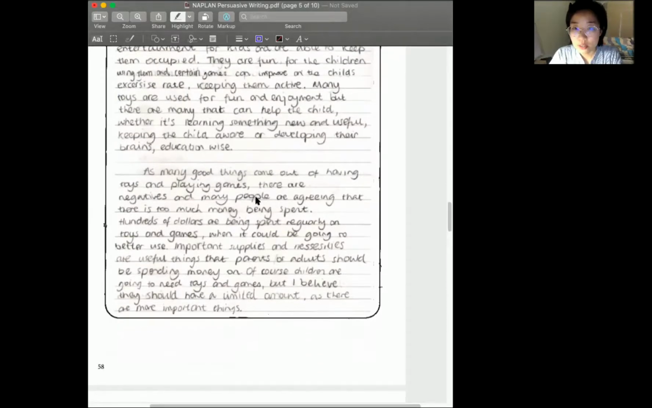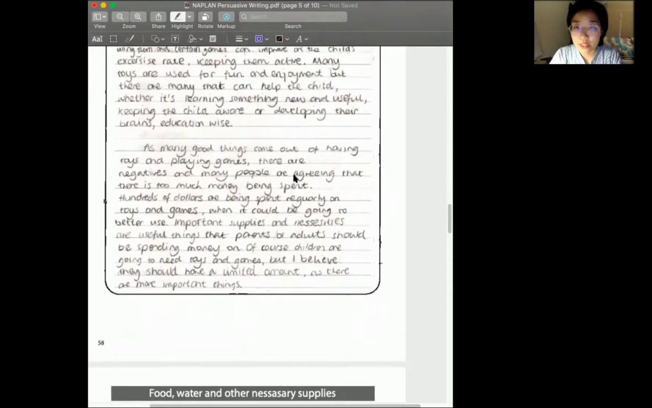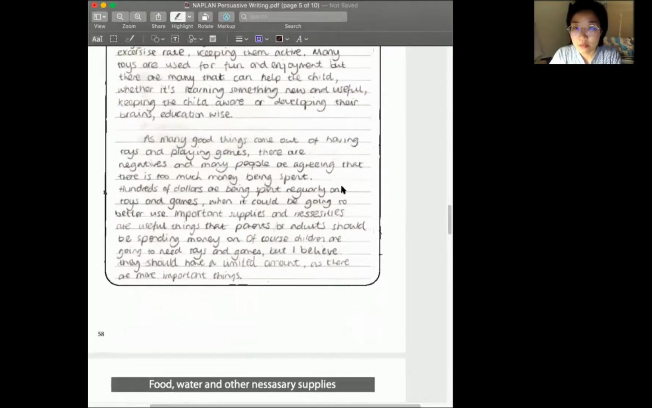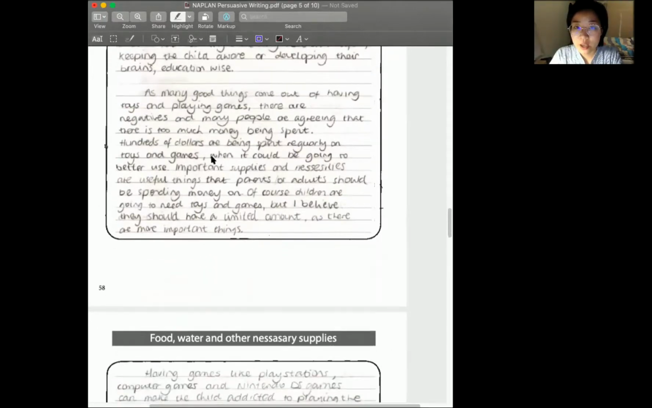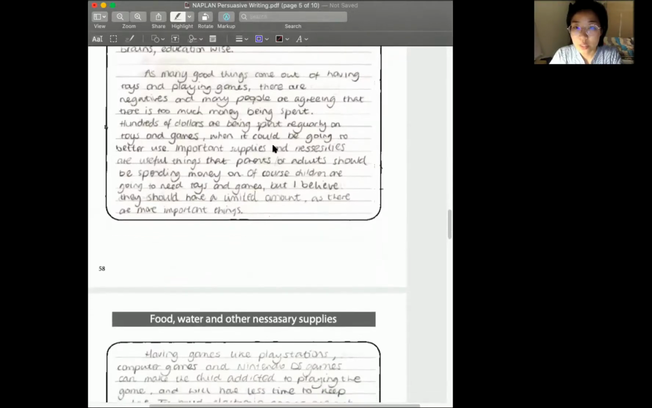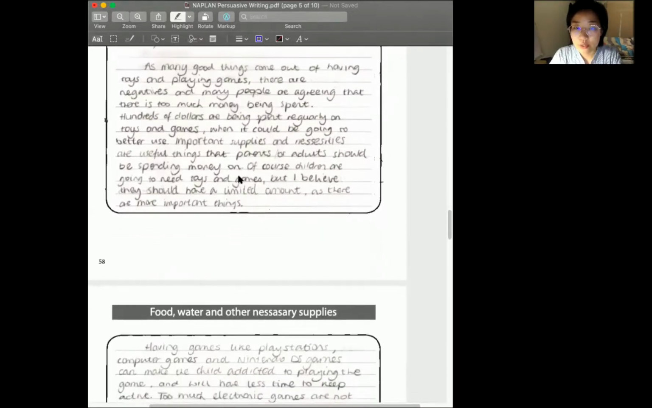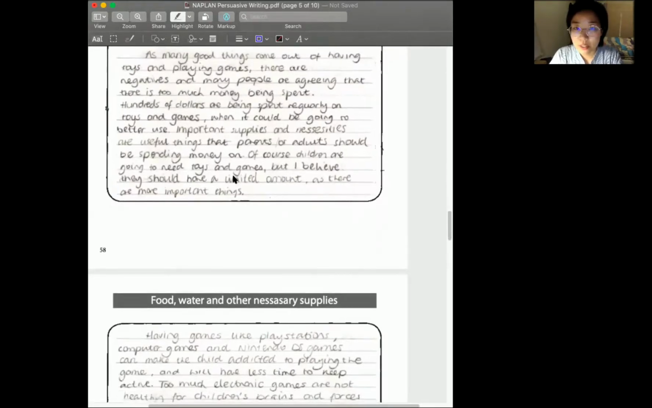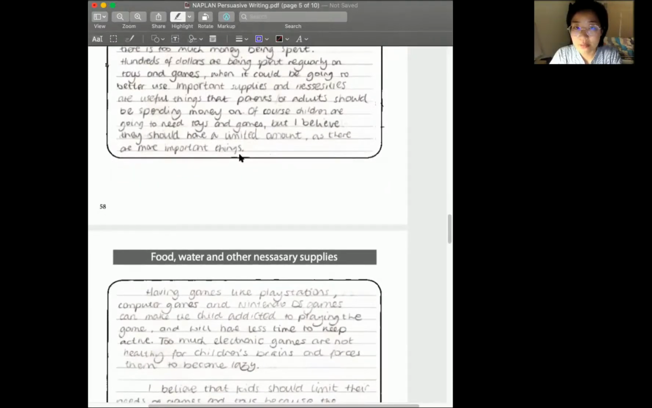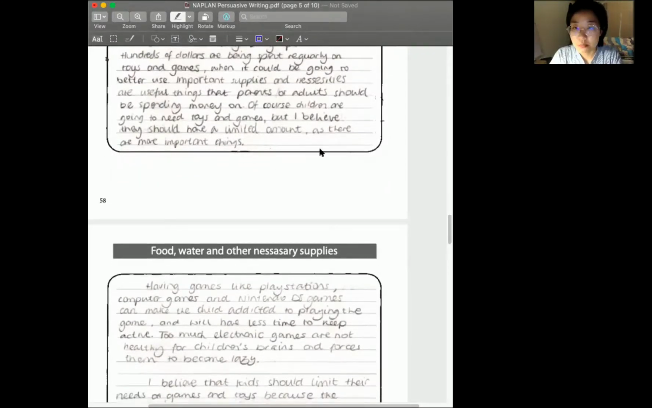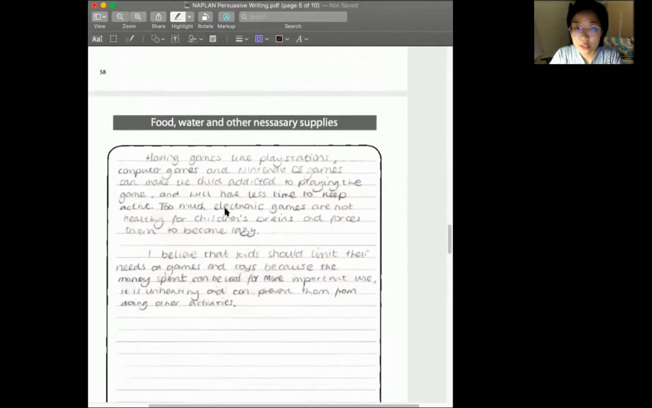As many good things come out of having toys and playing games, there are negatives, and many people are agreeing that there is too much money being spent. Thousands of dollars are being spent regularly on toys and games, when it could be going to better use. Important supplies and necessities are useful things that parents or adults should be spending money on. Of course, children are going to need toys and games, but I believe they should have a limited amount, as there are more important things.